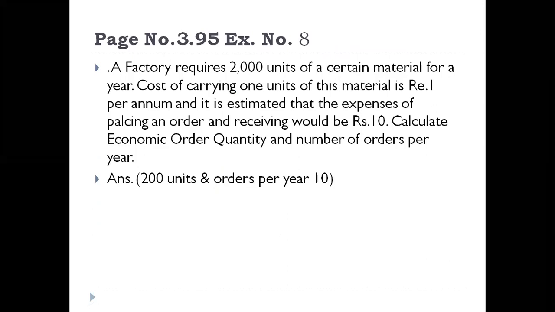In this question, they have asked one more additional question. A factory requires 2000 units of a certain material for a year. The 2000 is an annual requirement, so it's a year amount. The units required are 2000, right? Next is the cost of carrying 1 unit of the material. This is given as 1 per annum, right? Next, it is estimated that the expenses of placing an order and receiving would be rupees 10.